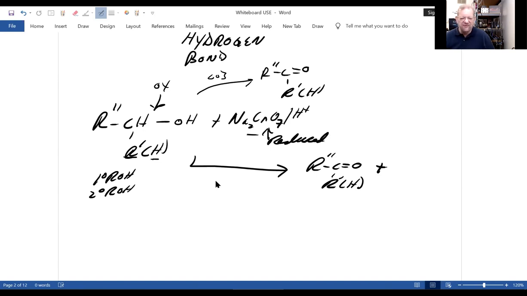And the sodium dichromate, which is an orange color, is reduced to plus three chromium salts, which is a blue-green color. And so this is a classic test for primary and secondary alcohols.